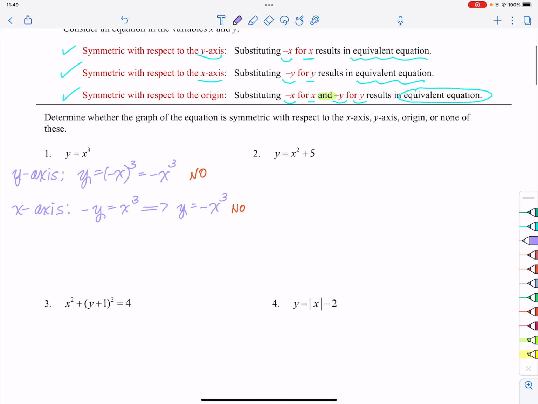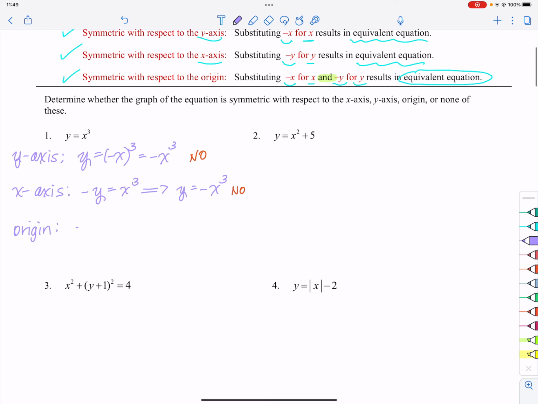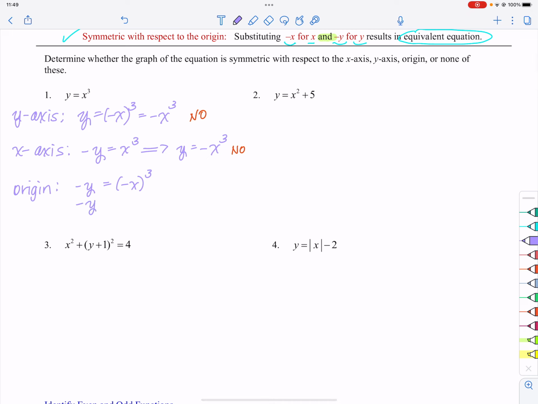And now we'll test symmetry with respect to the origin. We're going to replace y with negative y and x with negative x. So we end up with the opposite of y equals negative x cubed. And of course, multiplying both sides by negative 1, we end up with an equivalent equation to what we started with. So this is a yes.